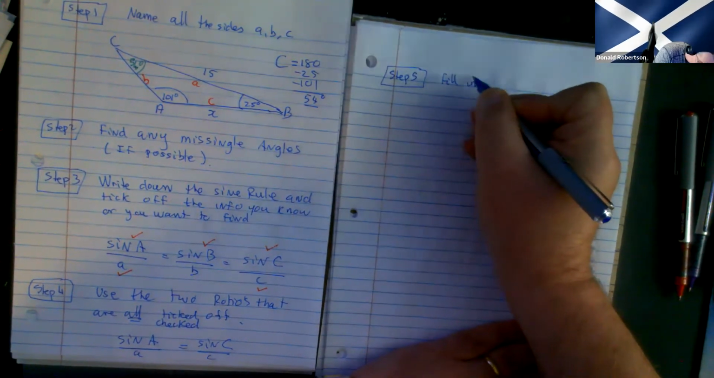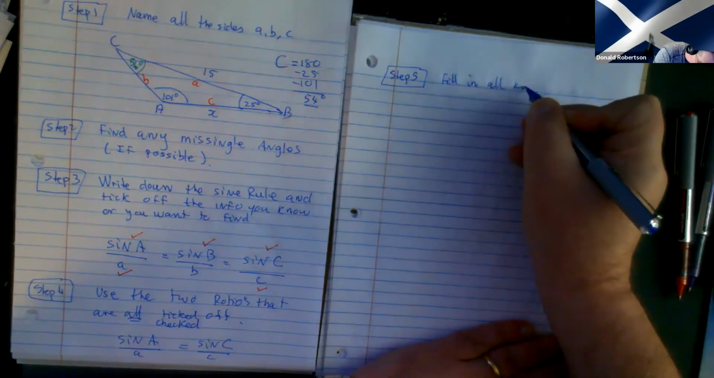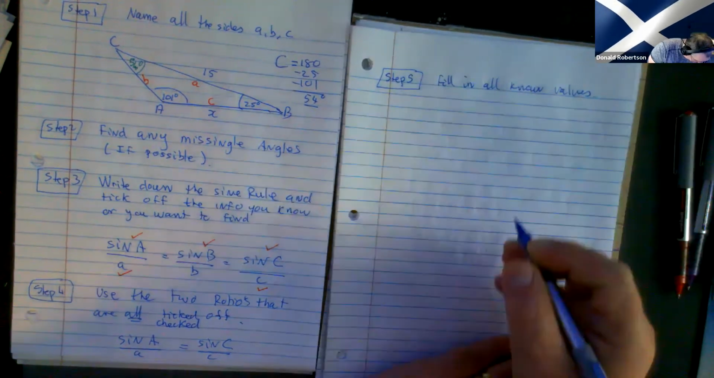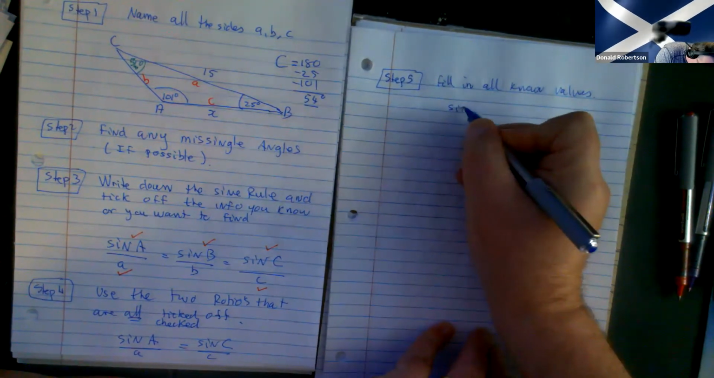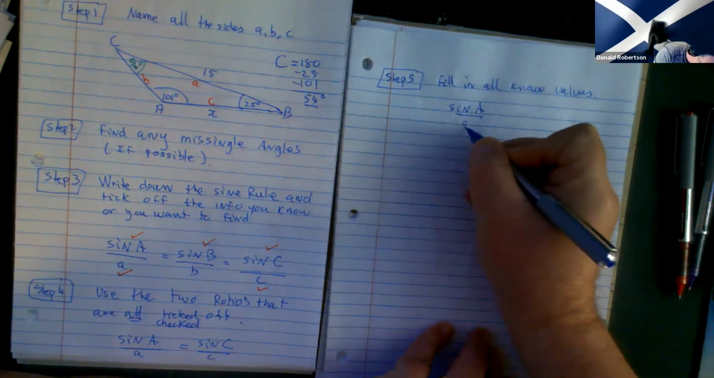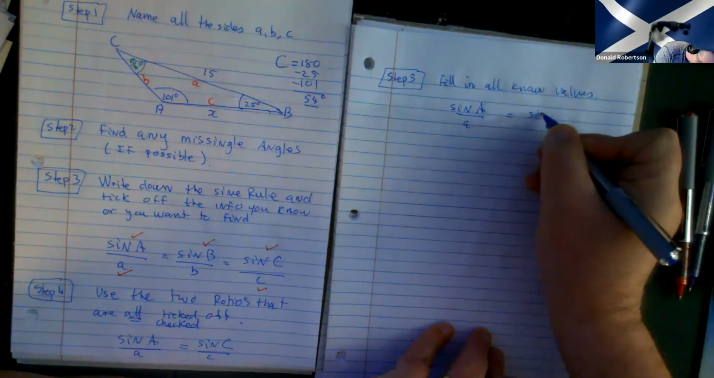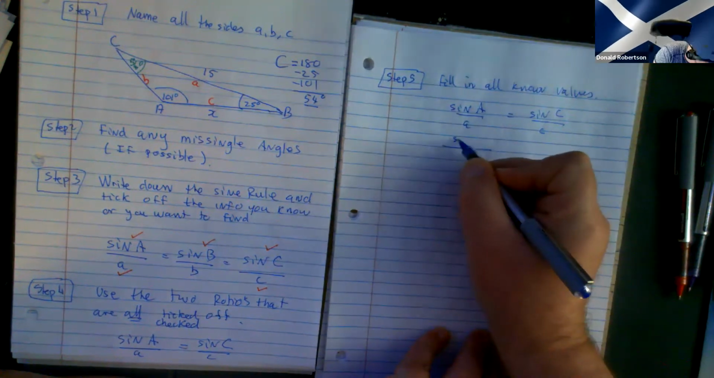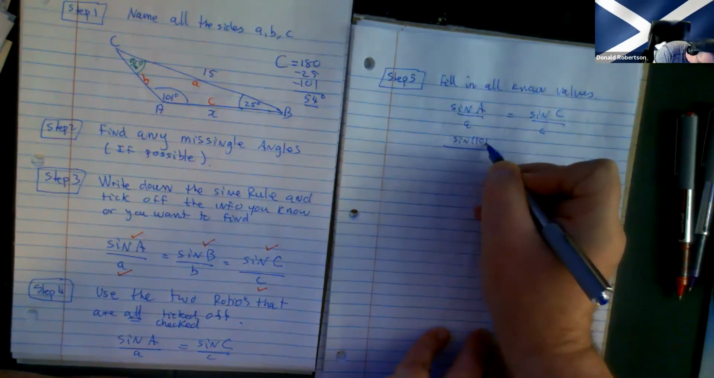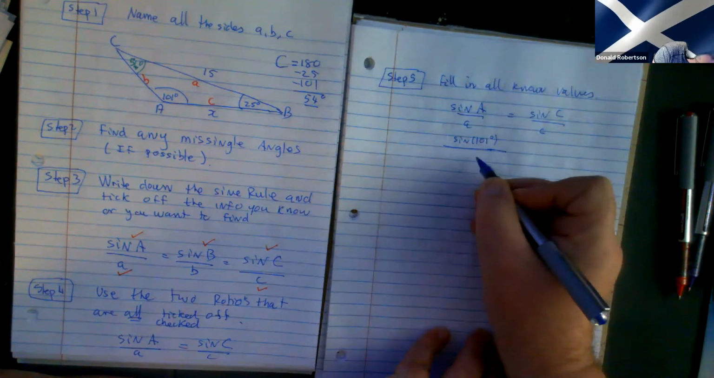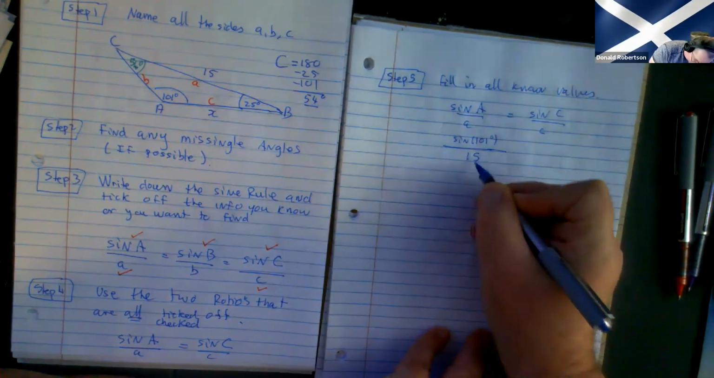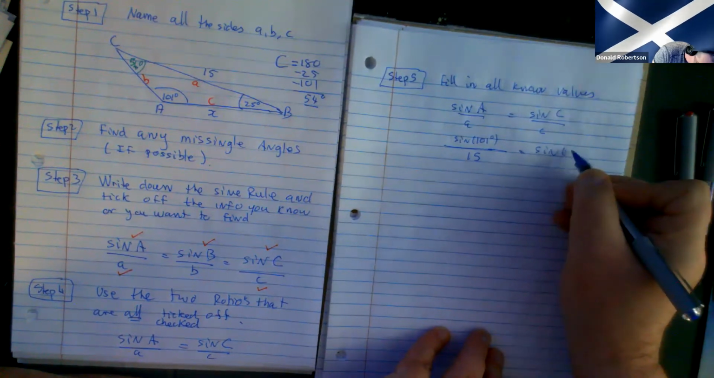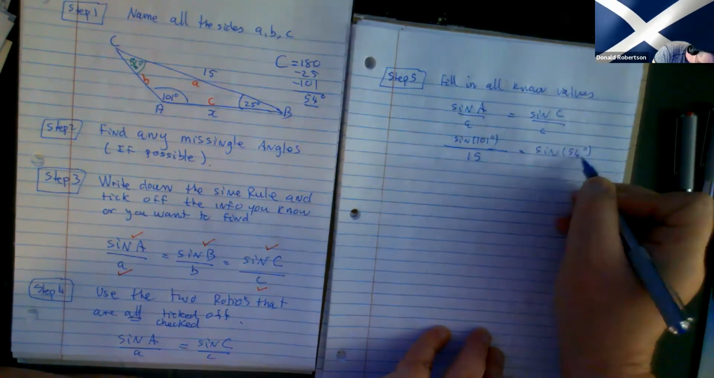Fill in all known values. So anything that is a number, you're going to fill it in. In my case, I'm just rewriting it again because it kind of makes sense to do it this way. I know that angle A is 101, so it's going to be the sine of 101 degrees. And I know little a is 15, so that goes there. I know C is 54 degrees, so it's going to be the sine of 54 degrees.